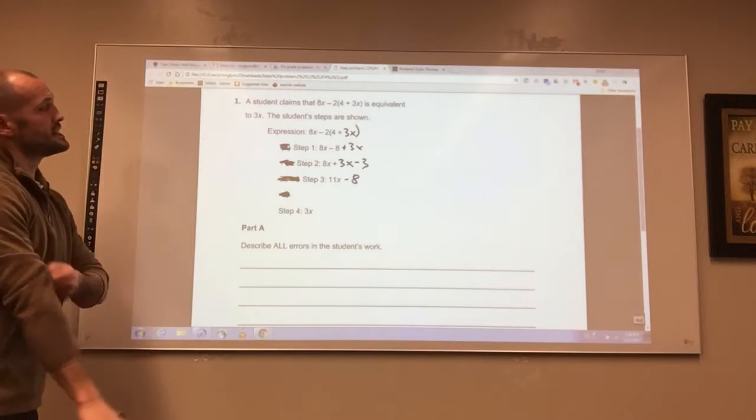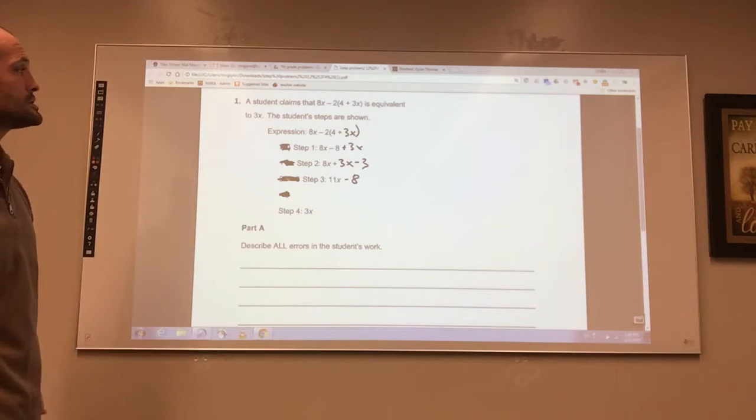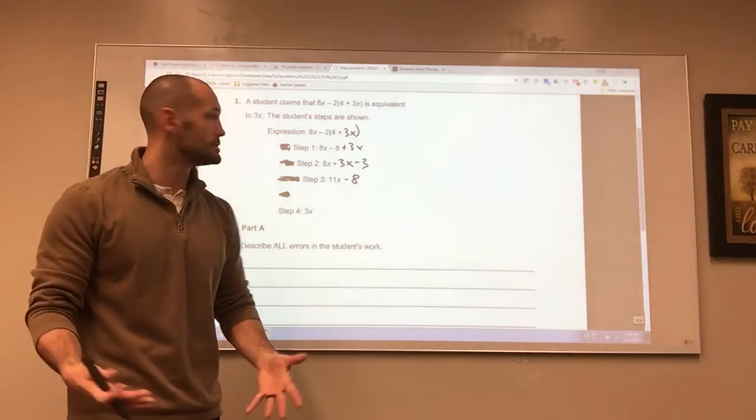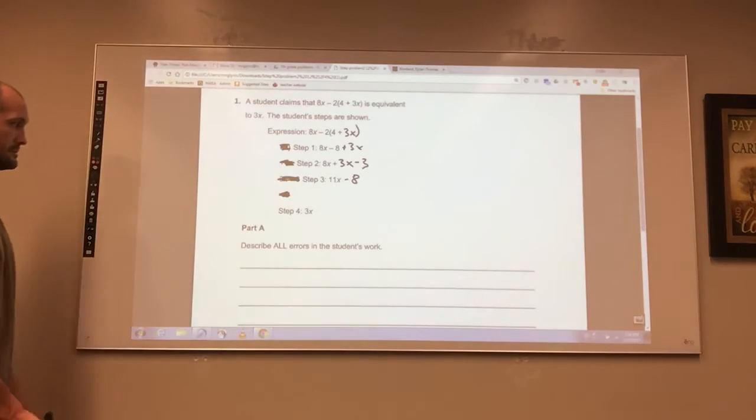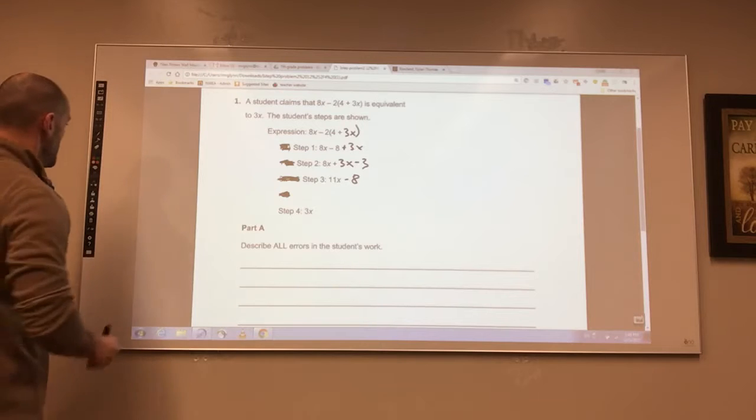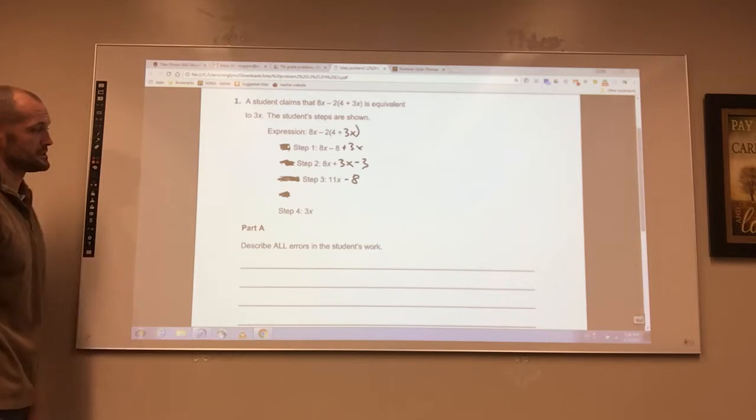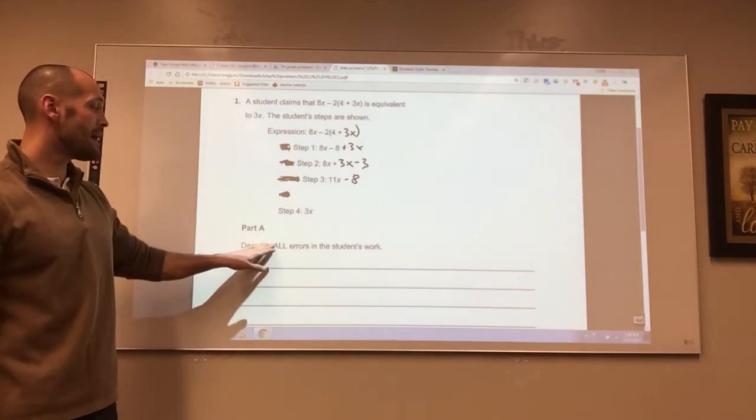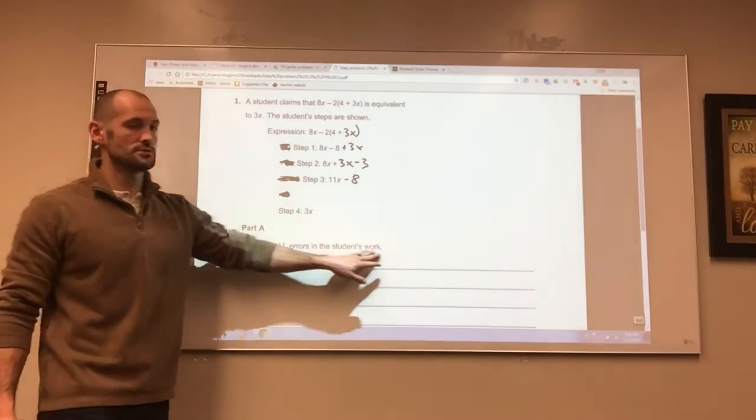A student claims that 8x minus 2 times the quantity 4 plus 3x is equivalent, which means equal to, 3x. The student's steps are shown. And then we get to see all those students' steps. Part A, which means there's a part B. Describe all errors in the student's work.